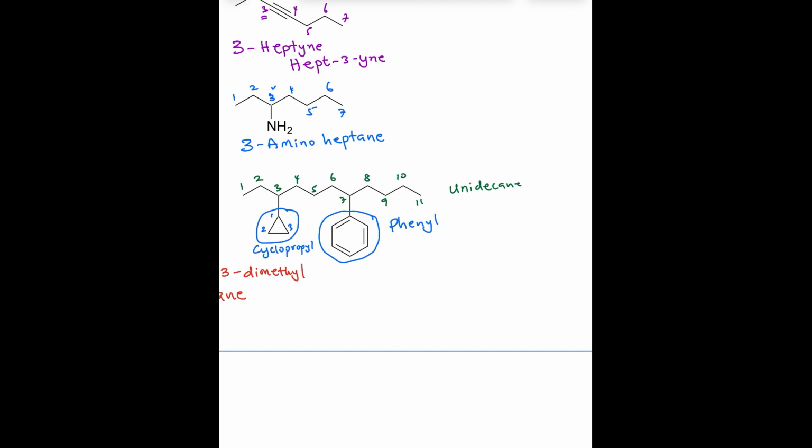And now we just need to arrange them alphabetically. We see that PH comes before PR, propyl. So we start with the phenyl, which is at position number 7. So it will be 7-phenyl, dash. Then we come to the cyclopropyl on carbon number 3, cyclopropyl. And then we finish all the side groups. Now we add the parent name, which is undecane.